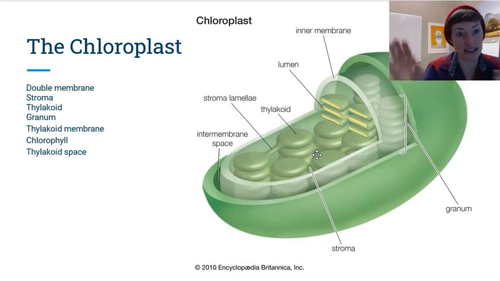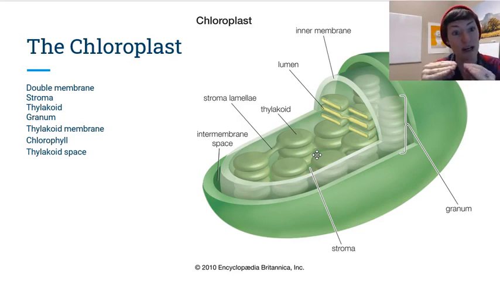So what this really is, is just a bunch of folded membrane organized in a very neat way. Each of these little pancakes is called a thylakoid. And the area inside that thylakoid I'm going to refer to as the thylakoid space. That's orienting you with where these processes will occur.